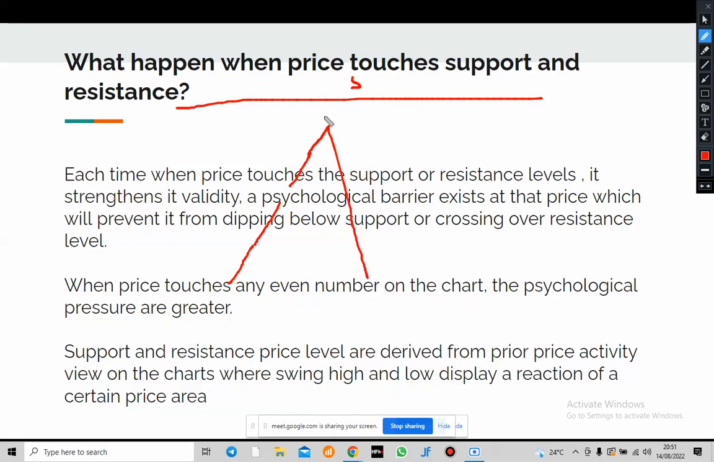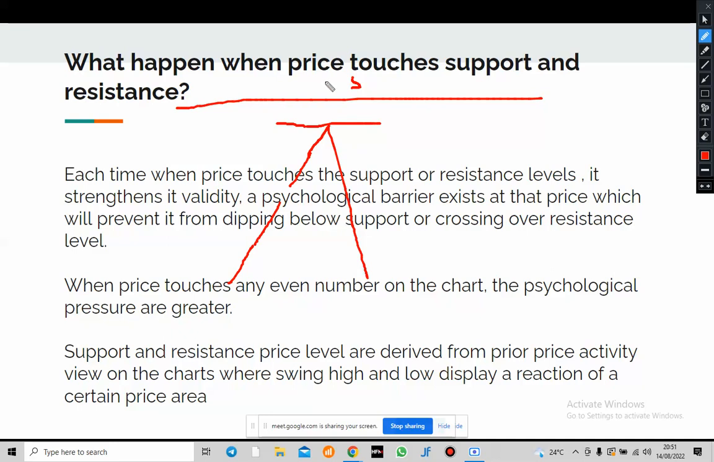Once the price drops drastically like this, it means that maybe the price has already hit an even number, a psychological level, that causes the price to drop. This is where I set my resistance, but the price reversed here. Which means when price touches any even number on the chart, the psychological pressure is greater. You might see many rejections approaching here, then the market just reverses. I've encountered so many situations like this.